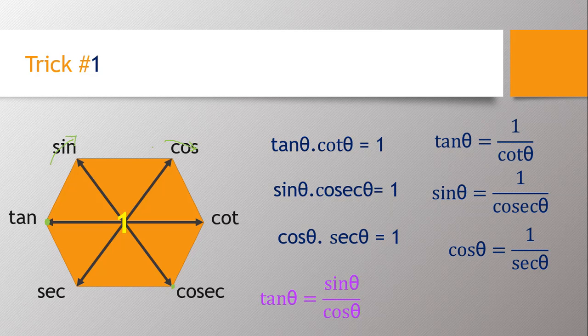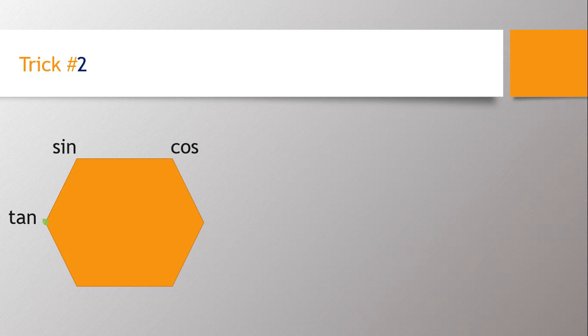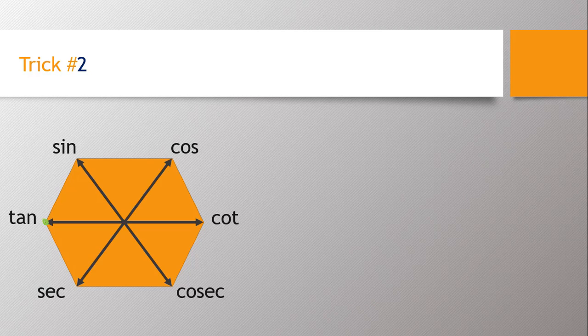Let's move on, as there are a lot more trigonometric identities that you can learn with this trick. Again we draw the hexagon starting with this vertex. We write tan over here. Tan is equal to sin over cos. Now opposite tan we write cot, and then come all the c's together, so here we write cosec and then sec. Drawing the diagonals and writing 1 in the middle.